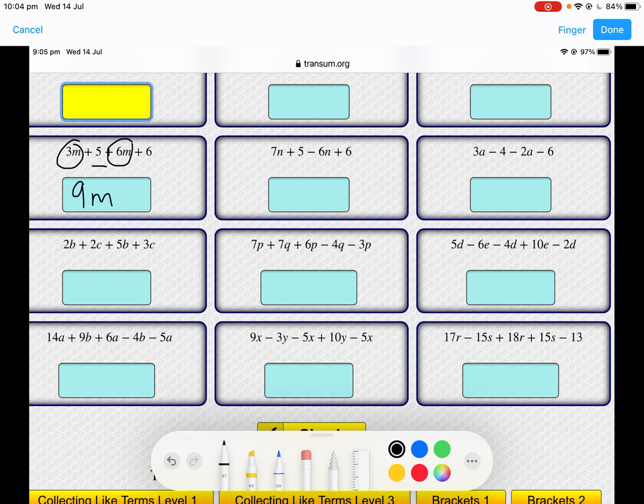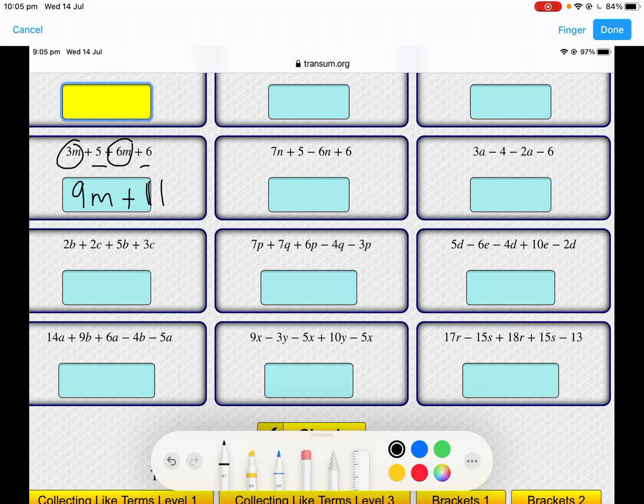Then you look at the numbers on their own, and you've got a plus 5 and a plus 6. You must make sure you look at the symbol that's in front. That will tell you whether it's going to be adding or subtracting. So plus 5 plus 6 makes positive 11. So if my answer is positive, I put down a plus. If it's negative, I'll put down a negative. Now I'm going to do the bottom three because some of you had troubles with those.